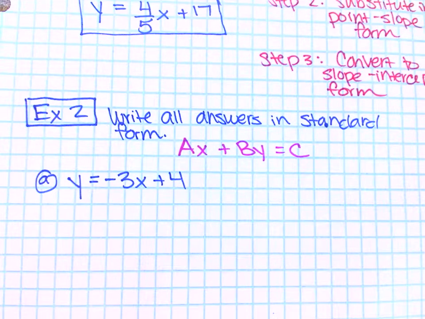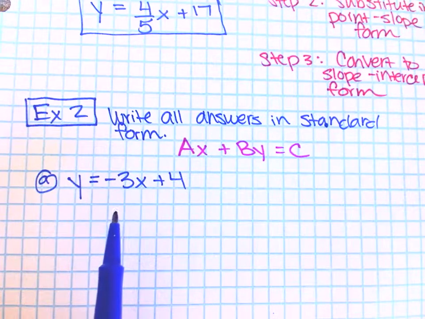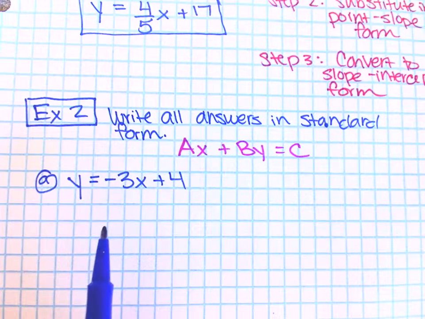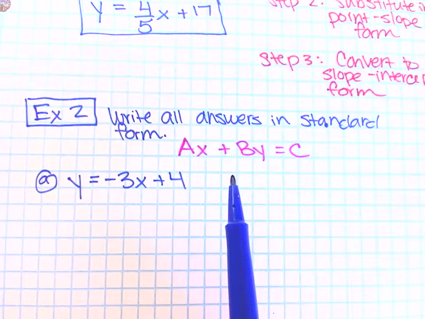Wait, did you say? Look at your notes under your language of discipline. What form is this written in? Slope intercept. Slope intercept form. Good. They want me to write it in standard form, which is right here: Ax plus By equals C.